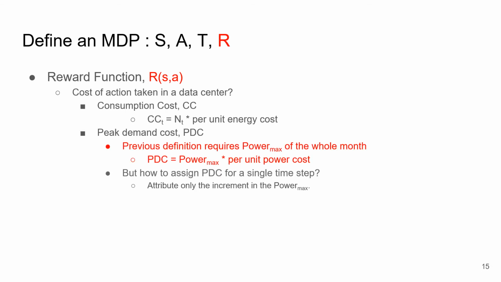Previously, we saw that the consumption cost for a month was the total units consumed in a month times the per unit energy cost. However, here we calculate the consumption cost at each time step corresponding to the action taken in that step by the agent. Also, the peak demand cost required taking a maximum among all the slot averages. Now, this definition does not work when we want to associate a peak demand cost to each time step's action. We attribute only the peak demand increment to the action taken.